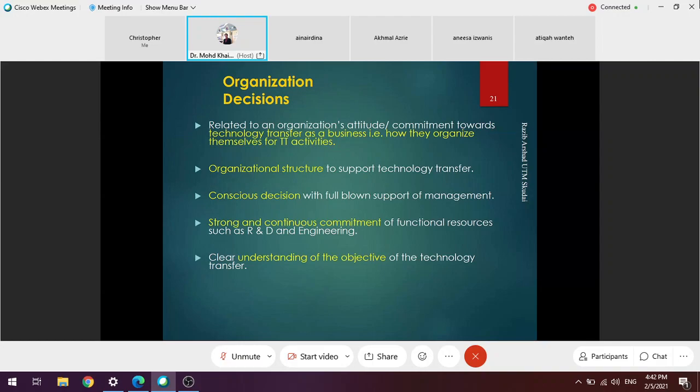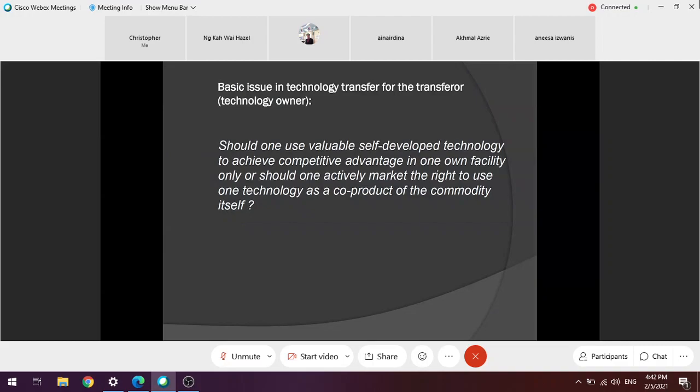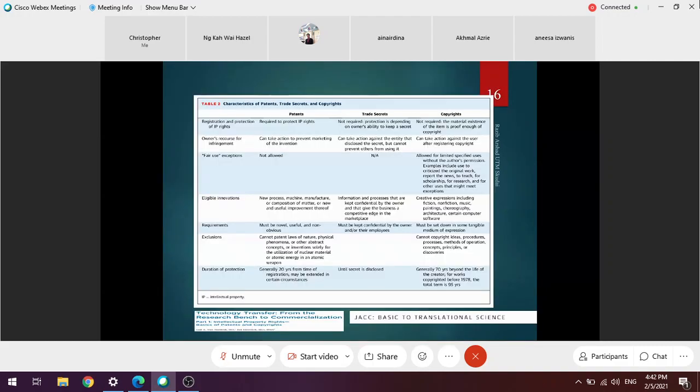Doctor, just now you mentioned about the copyright is 70 years, right? I think that one is US, but for Malaysia is 50. Which one should we follow if we want to answer this?